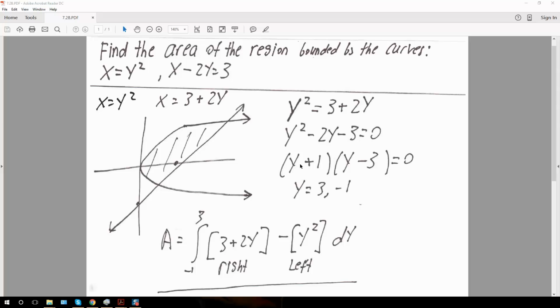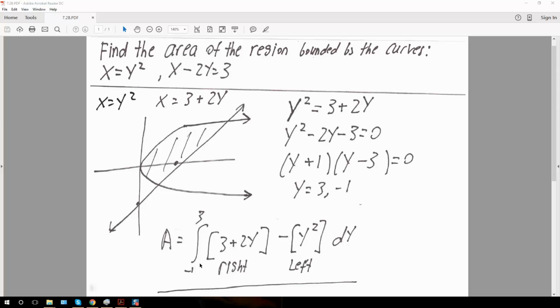So we would get y plus 1 times y minus 3, because y times y is y squared, negative 3 times 1 is negative 3, negative 3y plus y is negative 2y. So we know the two bounds would be at y equals 3 and negative 1.